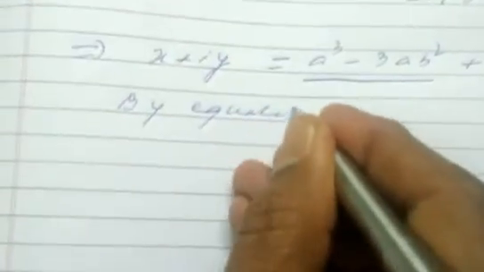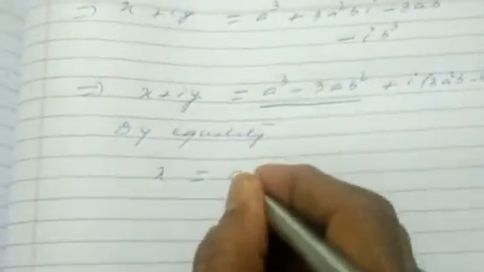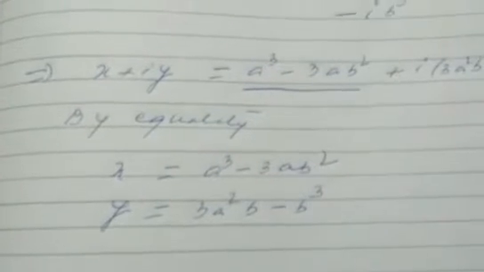Now by equality, how can we write it? By equality, x is equal to a cube minus 3ab square and y will be 3a square b minus b cube. What I am doing here is just equating real to real and imaginary to imaginary.